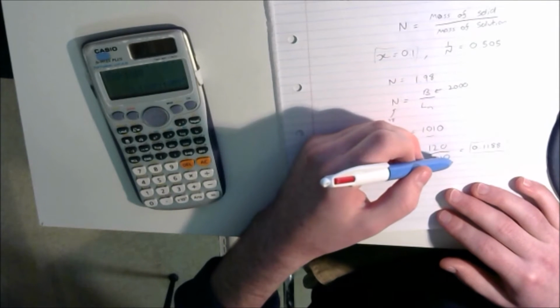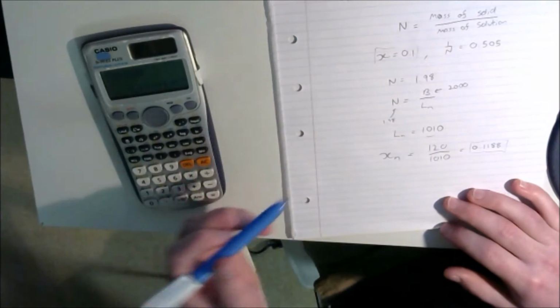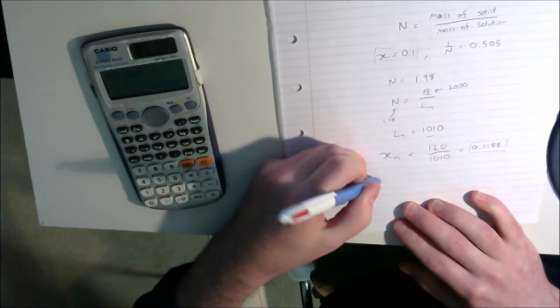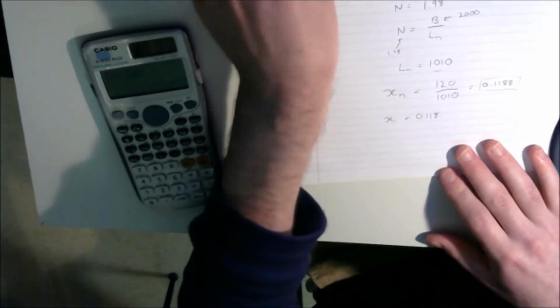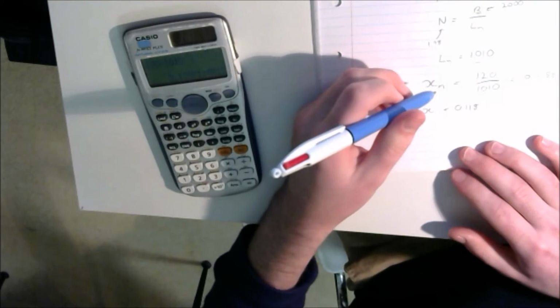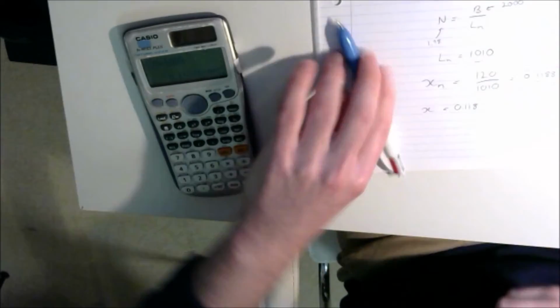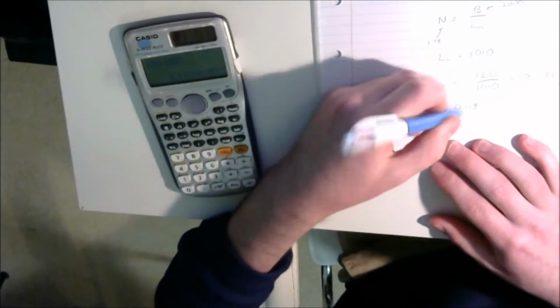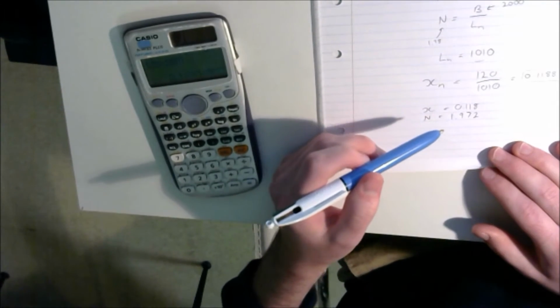So you can go ahead and iterate further. I did it on Excel earlier, and it turns out that your solution, X, is actually going to be 0.118. Let's move the paper up a little bit. And then just remember what value of n that corresponded to. That corresponded to a value of n of 1.972. So the right hand side of the table would just be 1 over that, so it'd be about 0.5 something, pretty close to what we initially guessed.